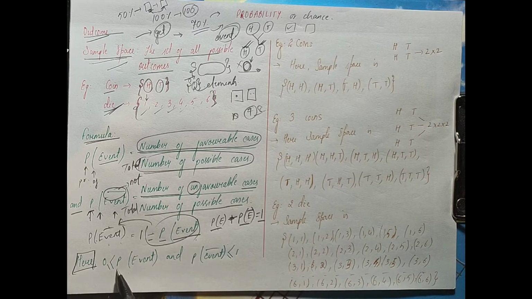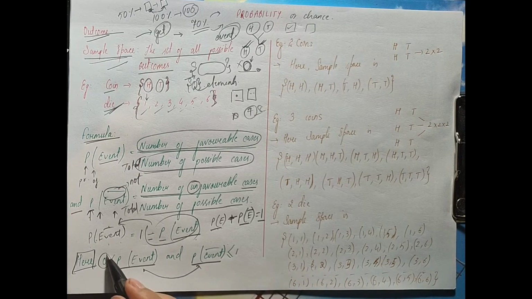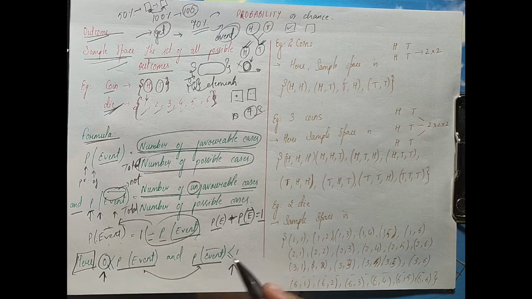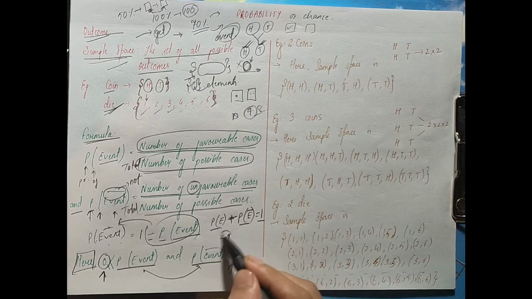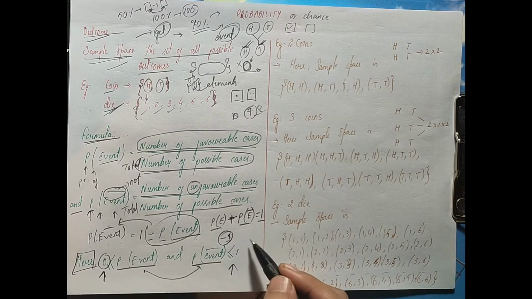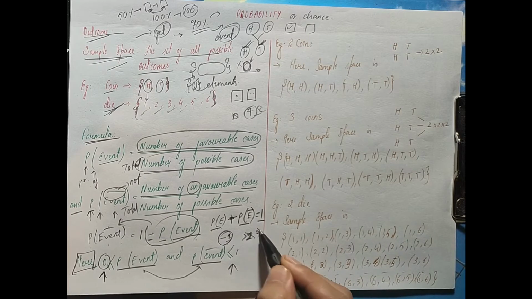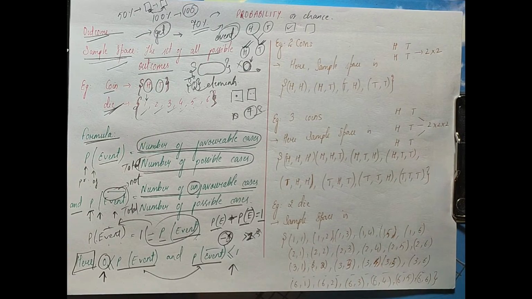We have to know that the probability of an event, or the probability of not an event, basically the probability of anything, will always be greater than or equal to 0, and it will always be less than or equal to 1. That is, the probability of any event cannot be negative, like -1, -2 and so on, and it cannot be more than 1, that is, it cannot be 2, 3 and so on.